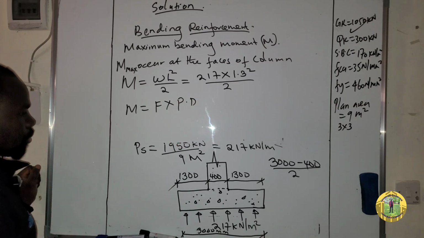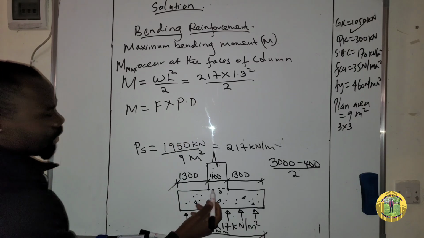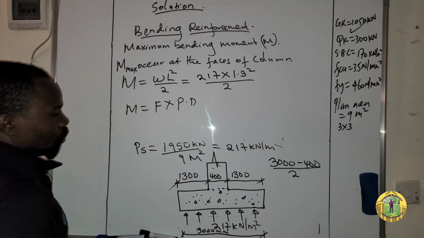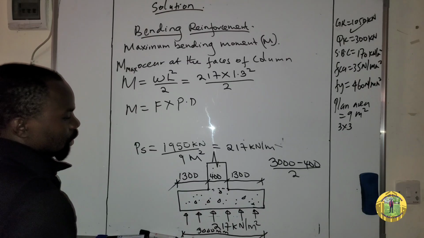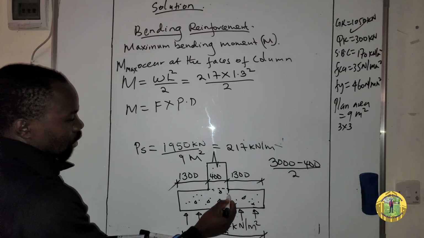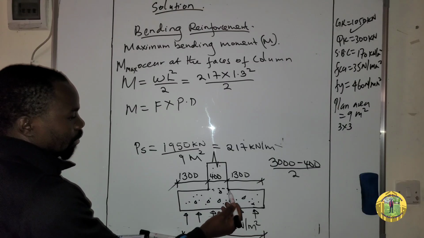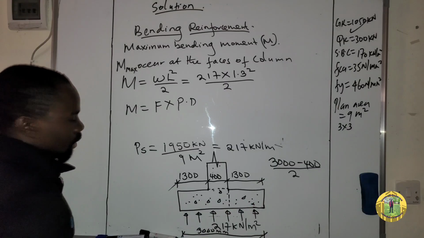So remember, moment from the basic moment is equal to force times perpendicular distance. So if the maximum moment is acting at this point, then to get the maximum moment at this point, it will be this earth's pressure times the perpendicular distance.